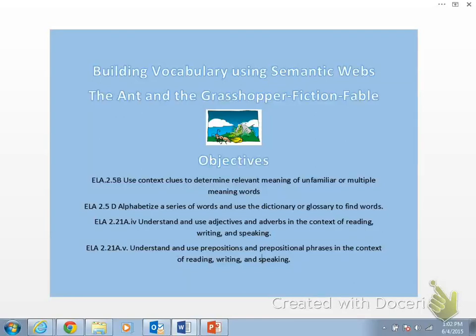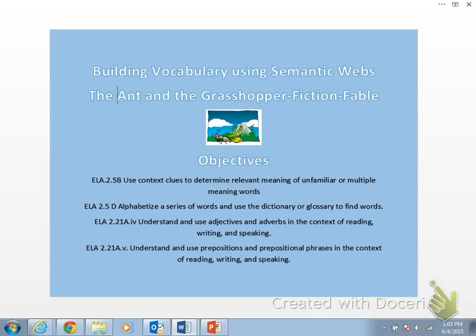Hello, boys and girls. Today we're going to be building our vocabulary using semantic webs. Semantic webs are a special type of graphic organizer that not only helps us to know the meaning of a word, but also helps us to understand how to use that word when we are reading, when we are writing, and when we are speaking. To help us use these webs, we're going to be using some vocabulary words that we've encountered in our fable, The Ant and the Grasshopper.